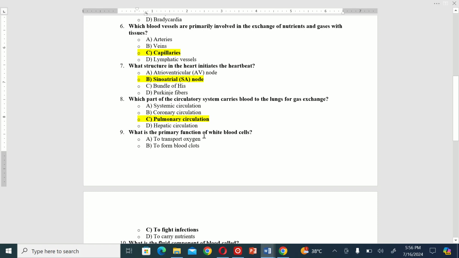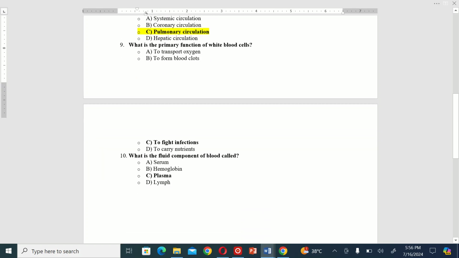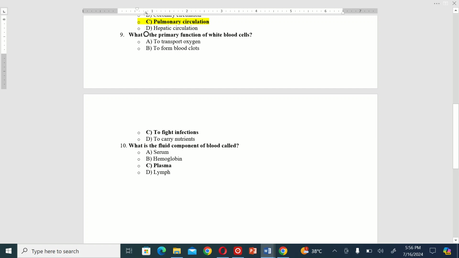What is the primary function of white blood cells? A. To transport oxygen, B. To form blood clots, C. To fight infection, D. To carry nutrients. So the correct option is C, to fight infection. C is the correct option.